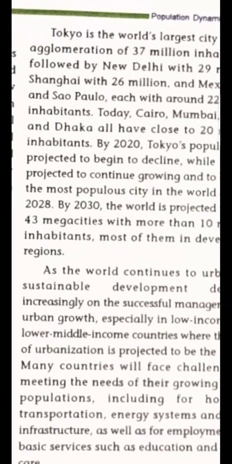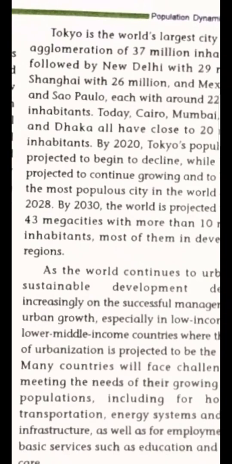By 2030, the world is projected to have 43 megacities with more than 10 million inhabitants, most of them in developing regions. As the world continues to urbanize, sustainable development depends increasingly on the successful management of urban growth, especially in low-income and lower middle-income countries, where the pace of urbanization is projected to be the fastest. So it has been seen that in these countries the pace of urbanization is at a faster rate.